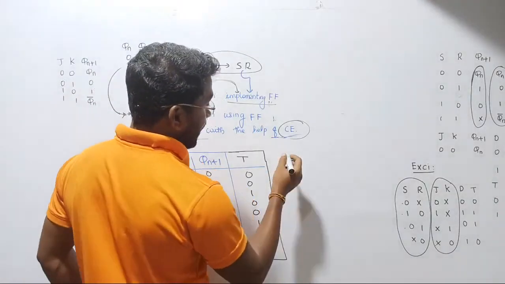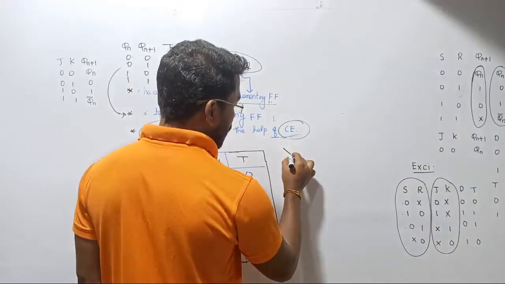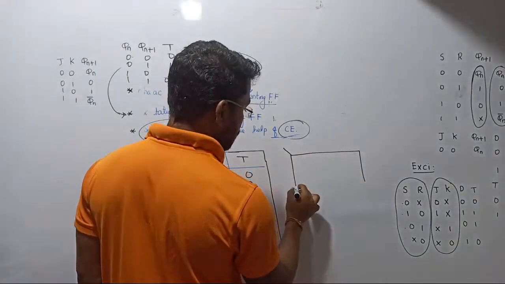So let us write the characteristic equation. The characteristic equation we will have to use K-map in order to design that one.